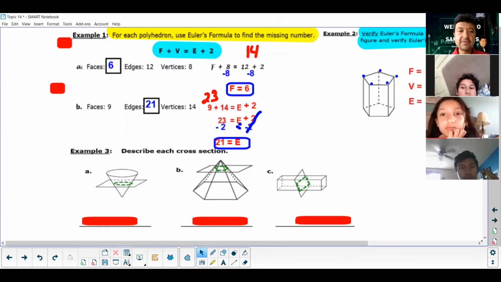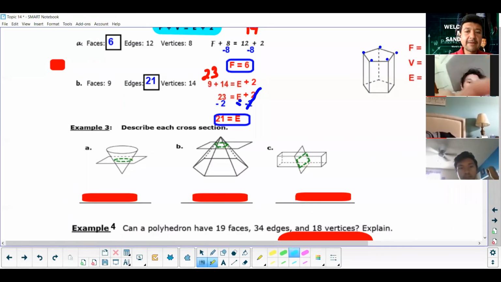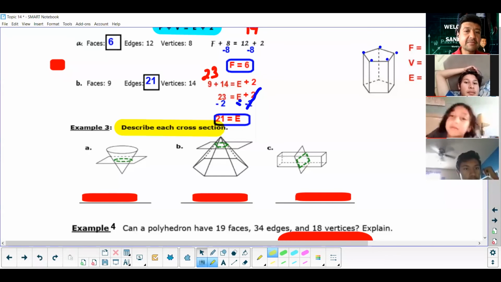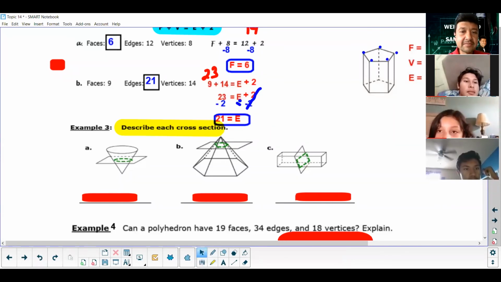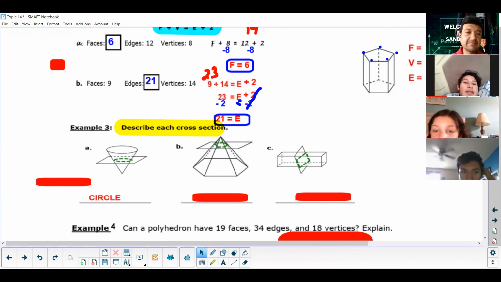All right, so Maximus, go ahead and read the directions on example 3. Describe each cross section. All right, good. So describe A. What does A look like? Looks like a cylinder. No, but the cross section. Remember, the cross section is just a 2D shape. Oh, a circle. It'll be a circle. Yeah, it'll be a circle, right?